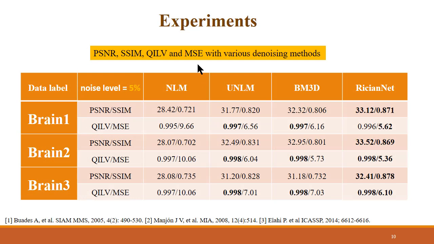Here are the experimental results with a quantitative evaluation with PSNR, SSIM, QILV, and MSE for the different denoising methods: non-local means, unbiased non-local means, BM3D, and the proposed method. In this table, we show the results on 3 images. We can see that the RayleighNet has almost the best performance in almost all cases, and in the one remaining case it's very close to the best.